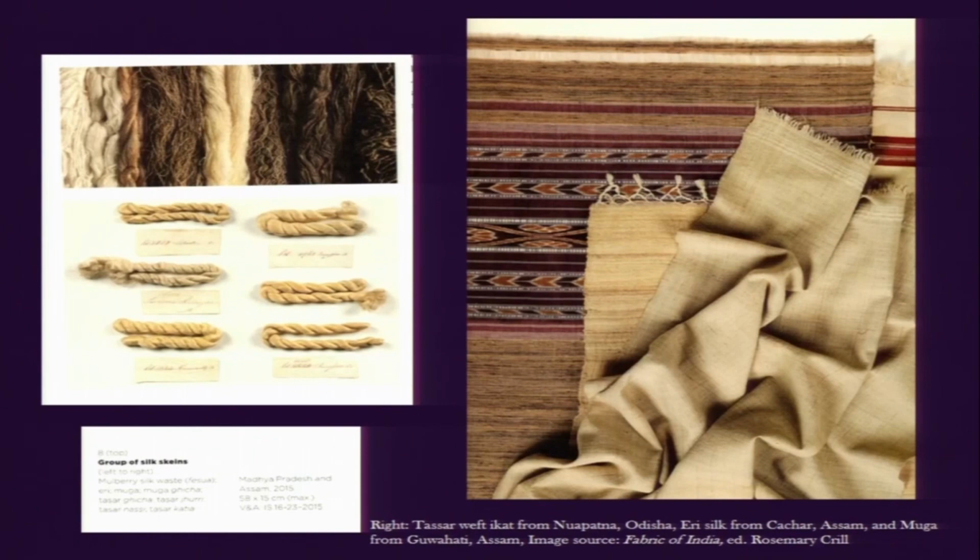These images come from the collection of the Victoria and Albert Museum, and on the side we have some of the varieties of wild silk, as well as cultivated silk. And one can see here how this particular kind of silk, its luster or shine, is something that sets it apart from cotton yarn.